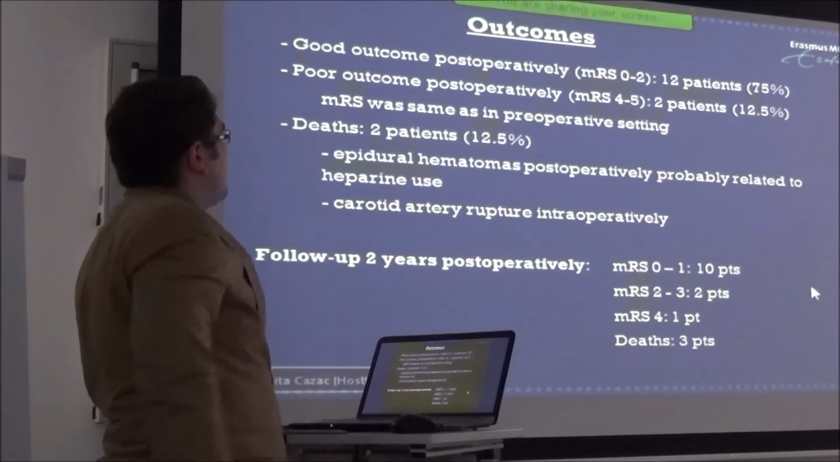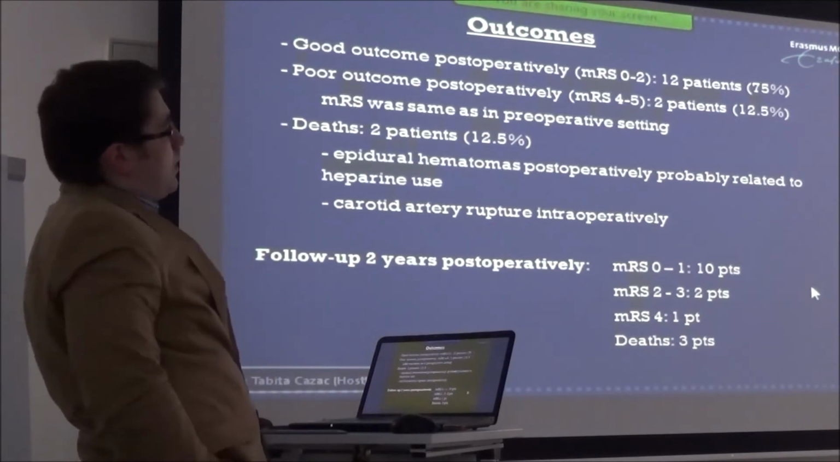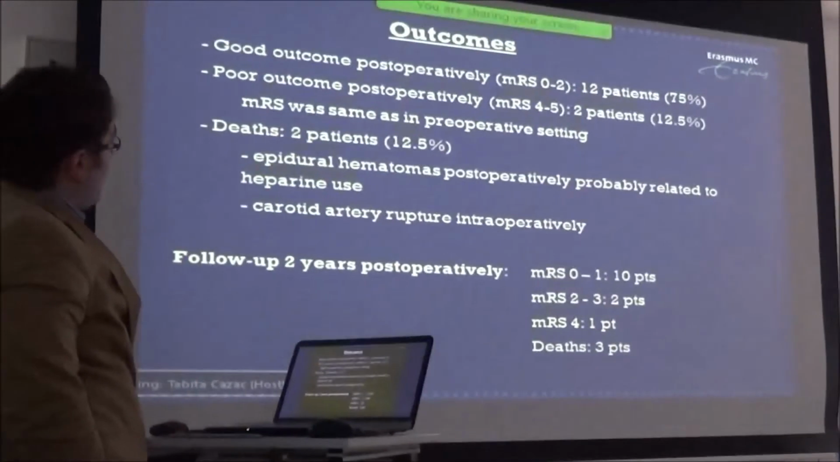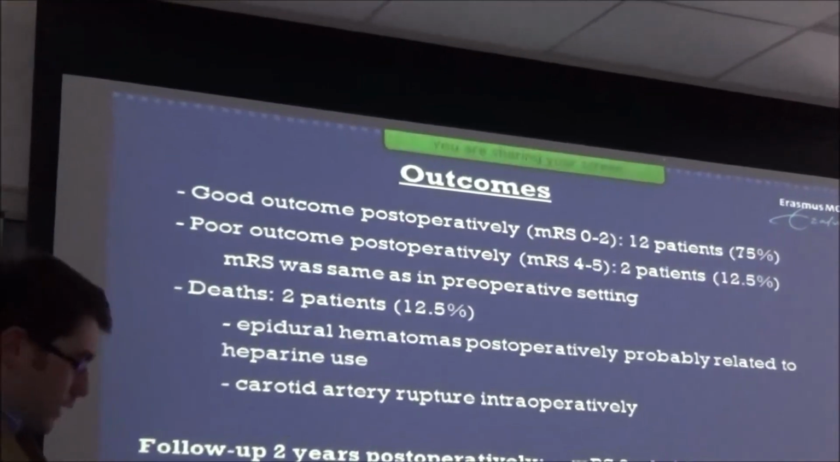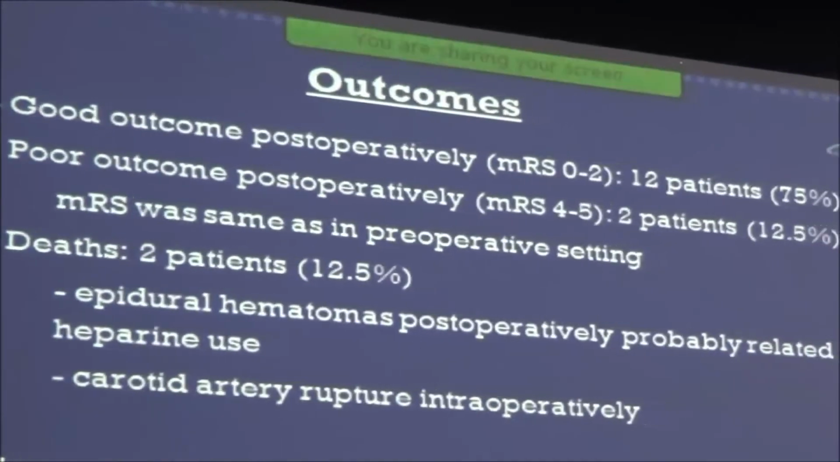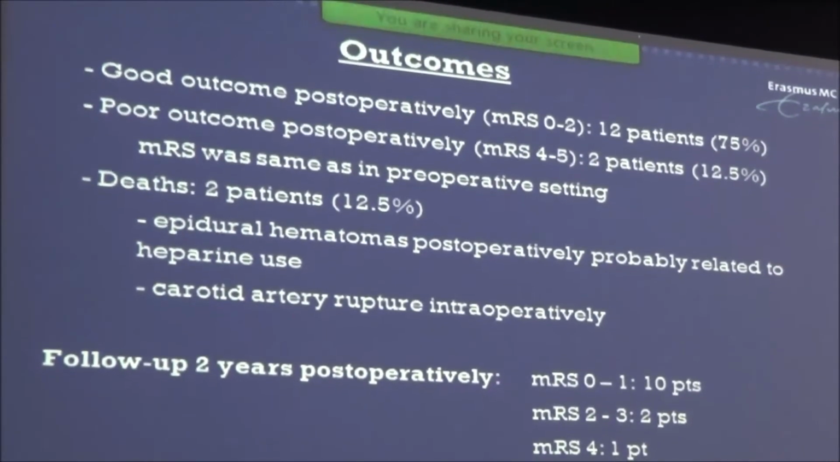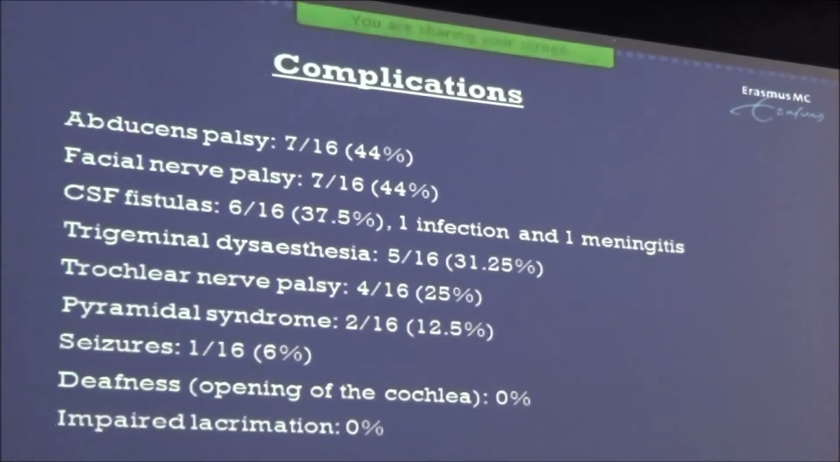Now, what you can see is the good outcome is in 75% of patients. The poor outcome is in 2 patients, but the ranking scale stayed the same. They just presented too late, I think. And there were 2 deaths, and I'm going to talk about one of them in the following slides now.